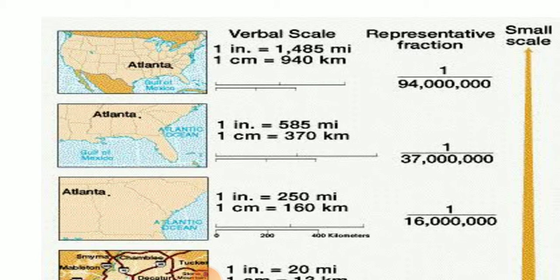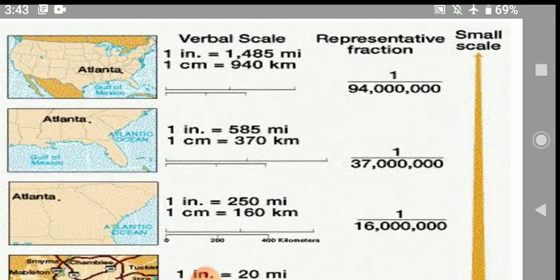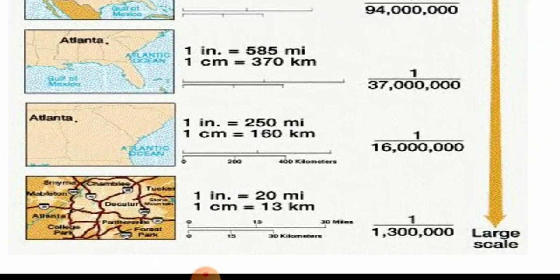94 crore actually it is. Okay, so that is in millimeters. They have converted the kilometers into millimeters. So this way the conversion is done, and this is the linear scale of the map.